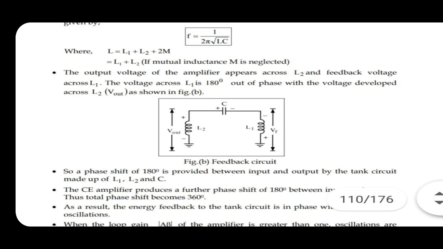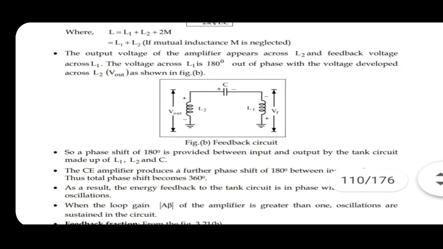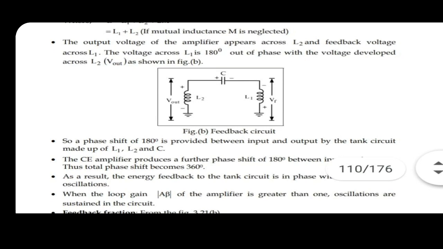This 180 degrees and another 180 degrees produced by the CE amplifier make the total phase shift of the circuit 360 degrees. As a result, the energy fed back to the tank circuit is in phase with the oscillation. When the open loop gain of the amplifier is greater than 1, oscillations are sustained in the circuit.